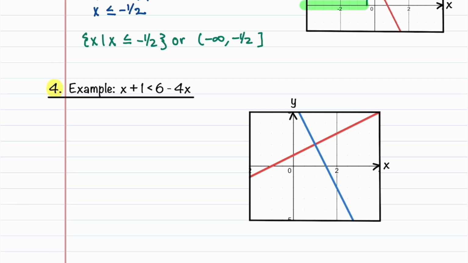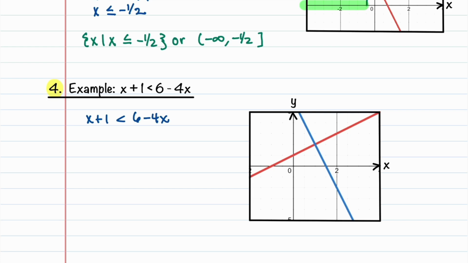Let's now look at another example. You might want to pause the video and see if you can do this one on your own. I bet you can. We're going to start doing just like we have been doing. We're going to write down our equation first. x plus 1 is less than 6 minus 4x.